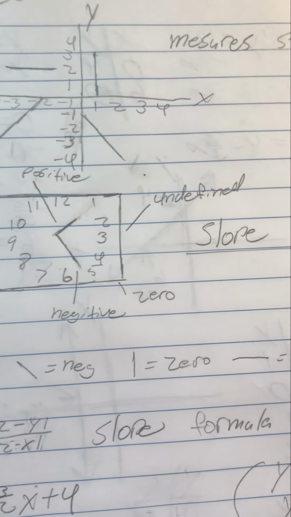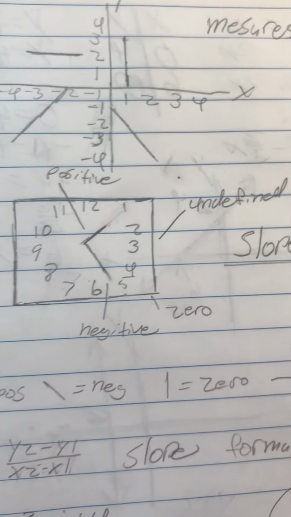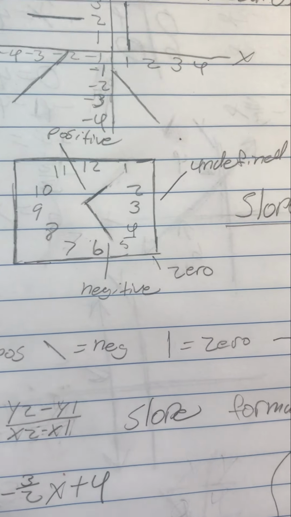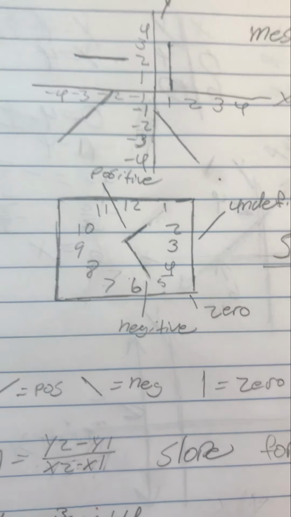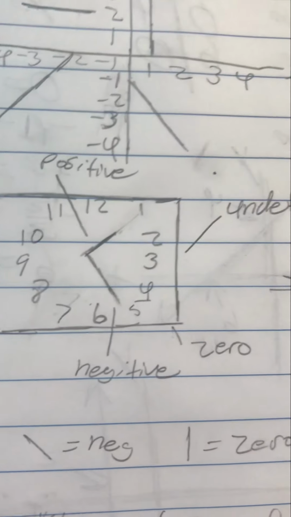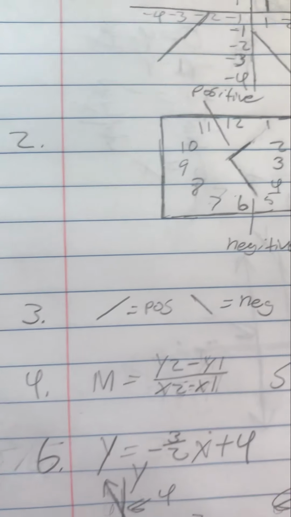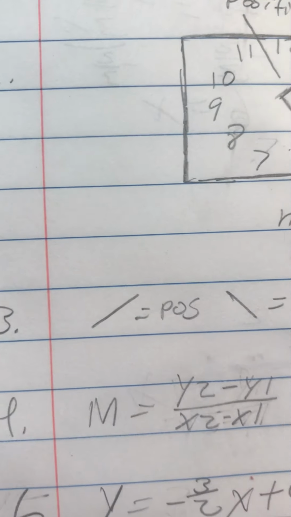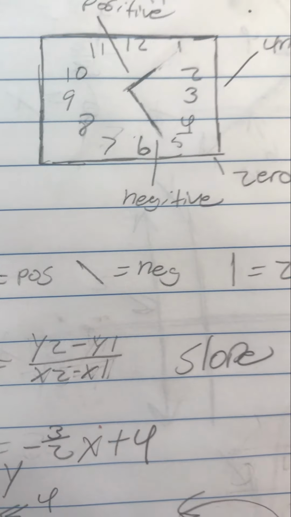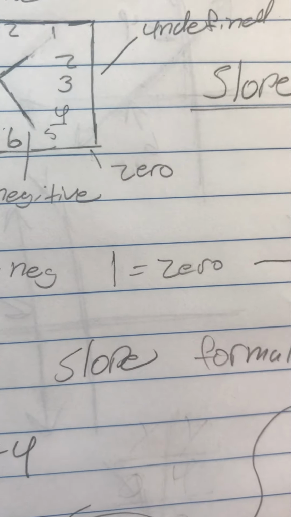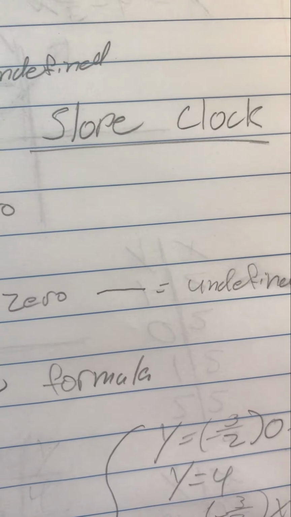And so it has the undefined, which is the vertical one right there, the 0 slope on the bottom, and on the top, the positive, which is pointing to the 1, and the negative, which is the 1 pointing to the 5. So what type of slope is that? If it's going up like that, it's positive, down like that, it's negative. If it's vertical, it's a 0 slope, and then if it's straight like that, it's undefined.